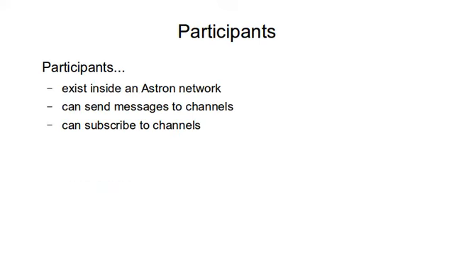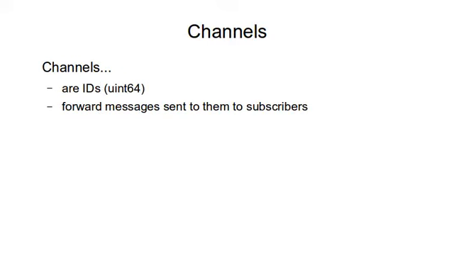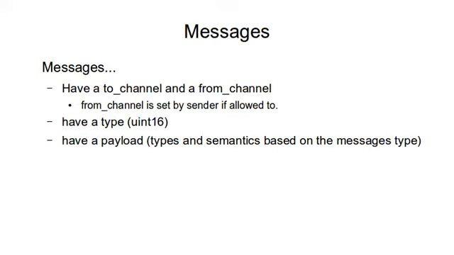First, let's get some basic vocabulary down. The things that exist inside an Astron network are called participants. They can send messages to channels and they can subscribe to channels. Channels are 46-bit IDs. They do not exist as actual objects, they are just numbers used as addresses for routing. When a message gets sent to a channel, it will be forwarded to all participants that have subscribed to that channel. Messages are the data packets sent around between participants in a network.